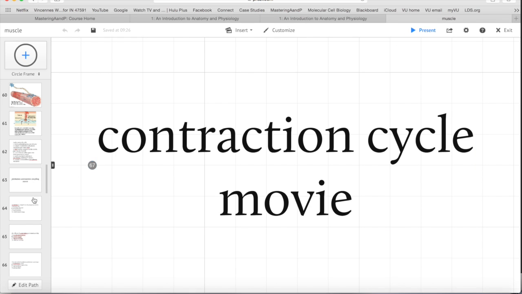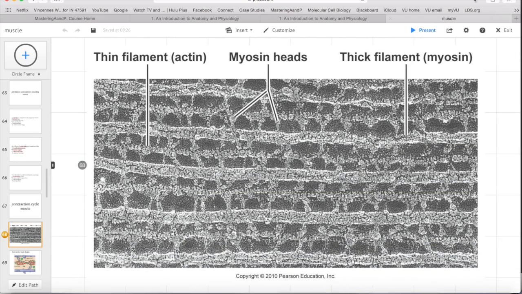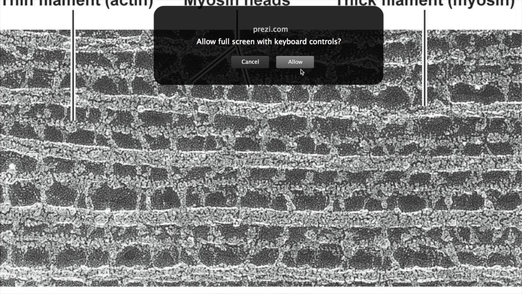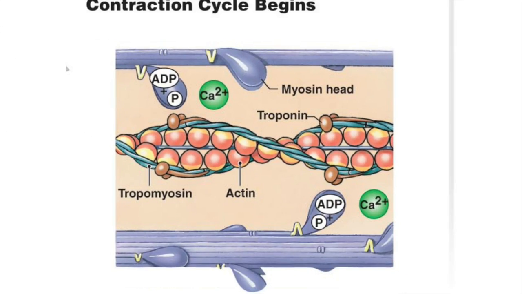Okay, so that's the contraction cycle. And if we look at a muscle up close, you can see the thick filaments and the thin filaments, and these things reaching out. Those are called myosin cross bridges. But it's hard to tell what's what in that picture, so we're going to go to a diagram. So the contraction cycle. In a resting sarcomere, such as this one, tropomyosin is blocking the myosin binding sites on actin. So myosin wants to bind to actin, but tropomyosin is blocking.